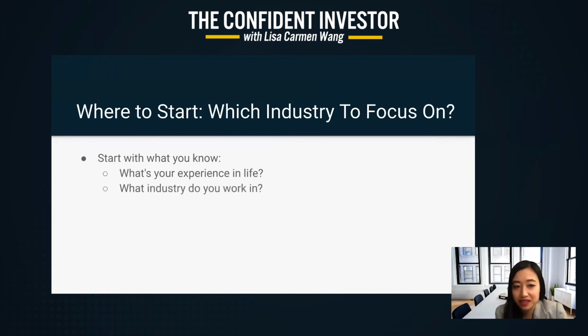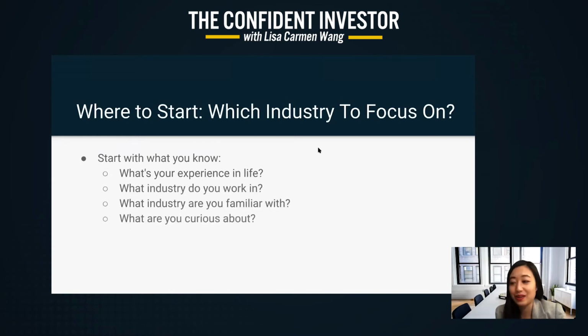If you work in real estate, then look at real estate tech companies. Look at things that you're curious about within real estate tech. The advantage you have here is that you have connections, you've been in that industry, and you know and understand the trends and the history of that particular industry.